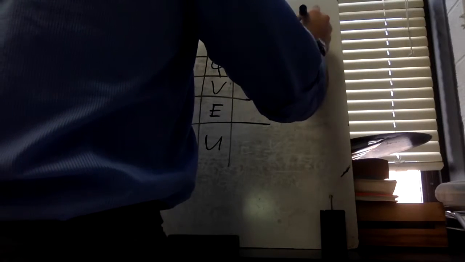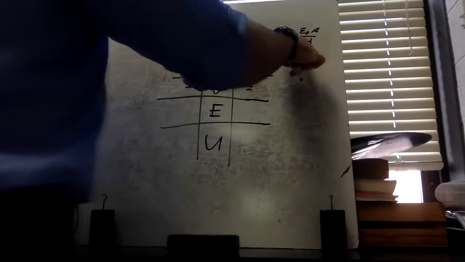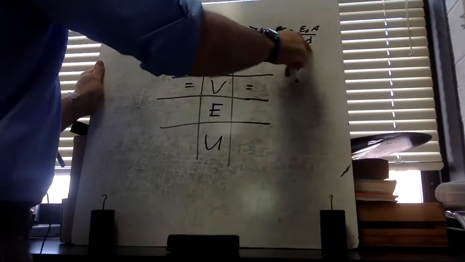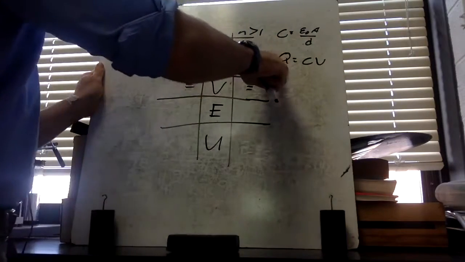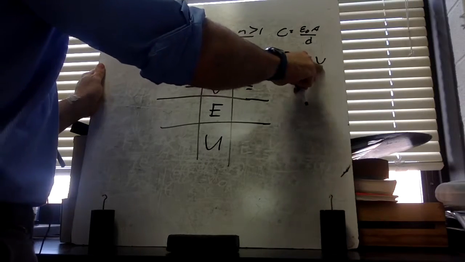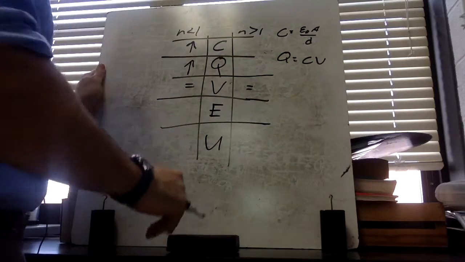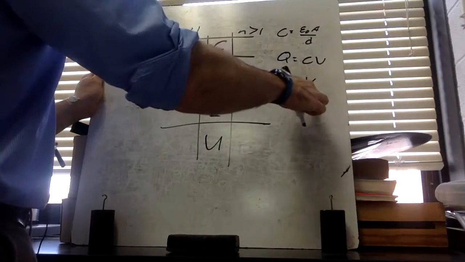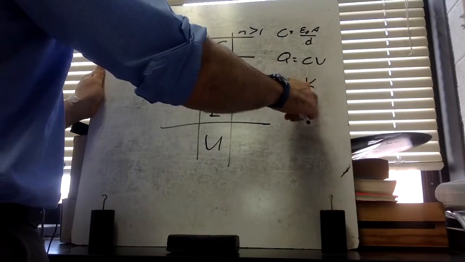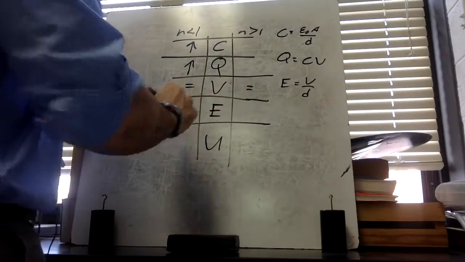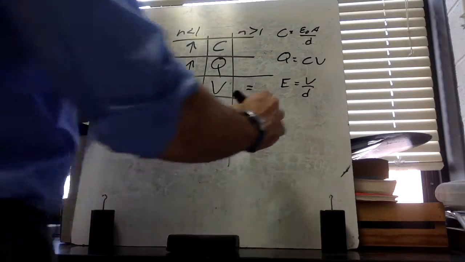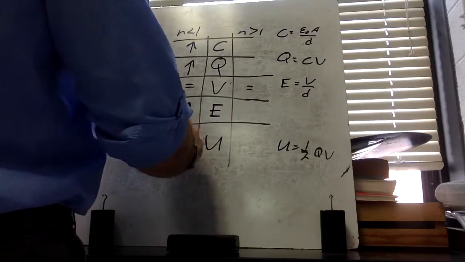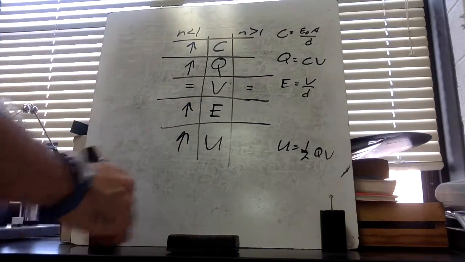And so again, if the voltage stays the same, what happens? Well, C is epsilon naught A over D. So if D gets to be smaller, that means that C will get to be bigger. Now Q equals CV, and so if C goes up and V stays the same, that means Q is going to increase. All right, now E is V over D, and so here V is staying the same, but D is decreasing. So if D decreases, then E goes up. And if U is 1/2 QV, V stays the same, but Q goes up, and so therefore the stored energy goes up.